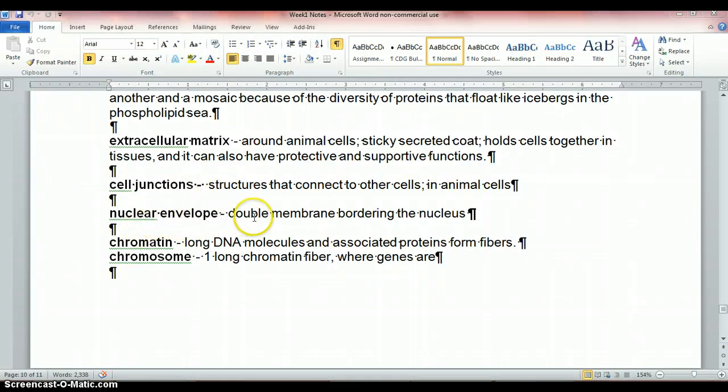The nuclear envelope is the double membrane bordering the nucleus. Chromatin is long DNA molecules that are associated with proteins and form fibers. A chromosome is one chromatin fiber, right? So all of them together, chromatin. We're talking about one specific one, that's a chromosome, and this is where our genes are.